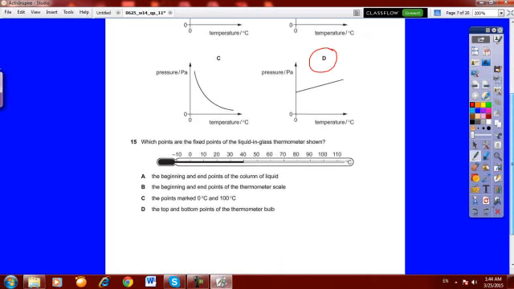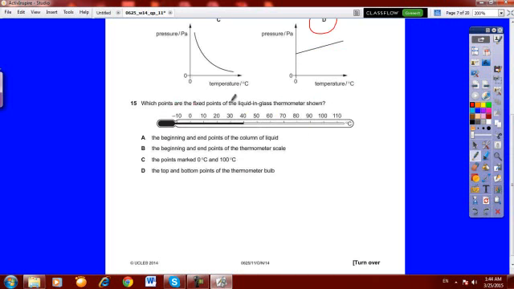Number 15. Which points are the fixed points of the liquid in glass thermometer shown? Of course, the fixed points are the melting point of ice or freezing point of water and the boiling point of water, which means 0 and 100 degrees Celsius. So the answer is C.